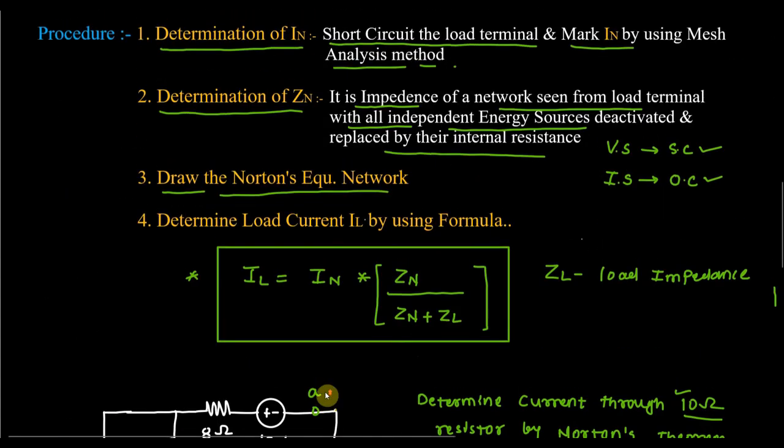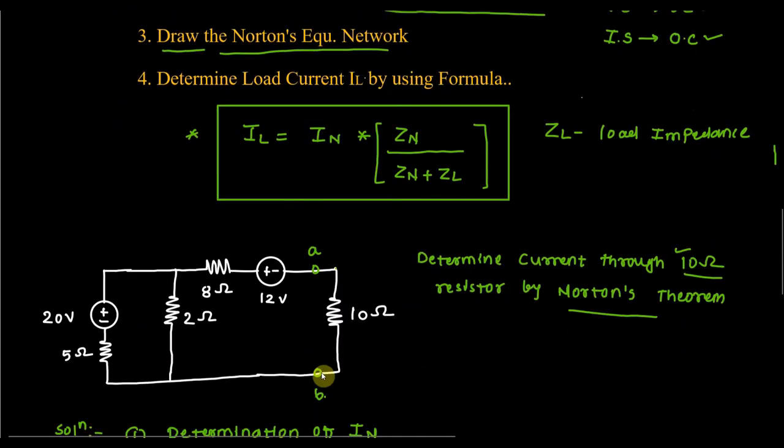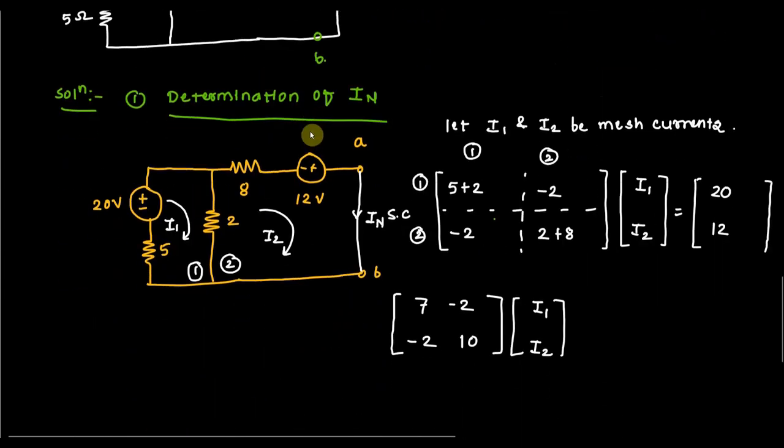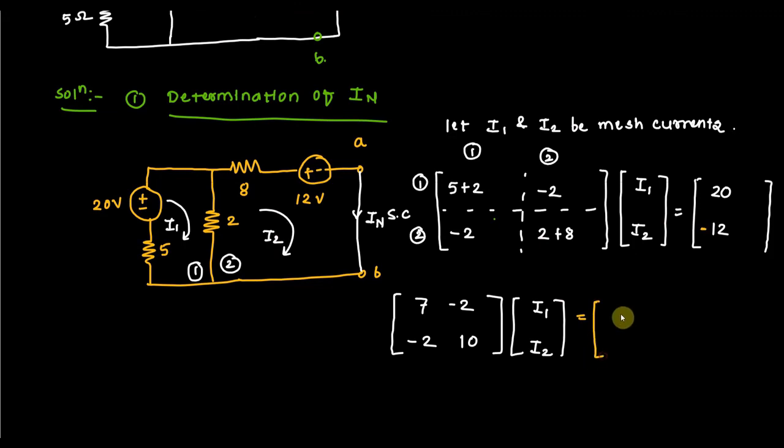One minute, I have to check. Okay, sorry, it is plus minus. I have made one mistake here. It is plus minus, fine. So when you follow this direction, positive will become negative, so this is minus 12. This is equal to 20 and minus 12. Now it is correct, fine.